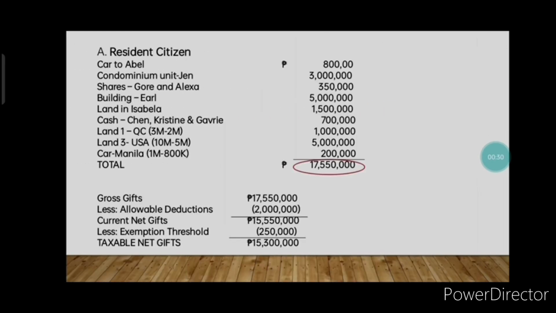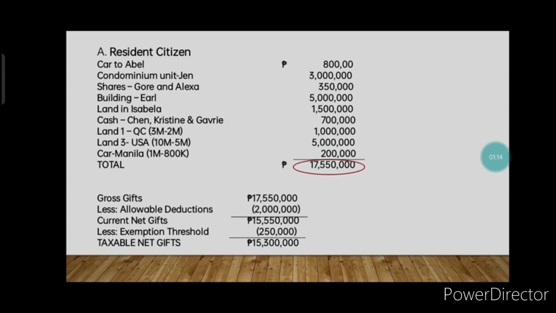Remember, if the donor is a resident citizen, all those real and personal property within and without or outside the Philippines are included in the gross gifts amount. So we have here the car to Abel of 800,000, the condominium unit of 3 million, shares to the total of 350,000, building of 5 million, land in Isabela of 1.5 million, cash from Chen, Christine, and Jabri, total of 700,000, a land in QC, 3 million minus 2 million, that is the fair market value minus the consideration of the property. So we have the excess of 1 million.